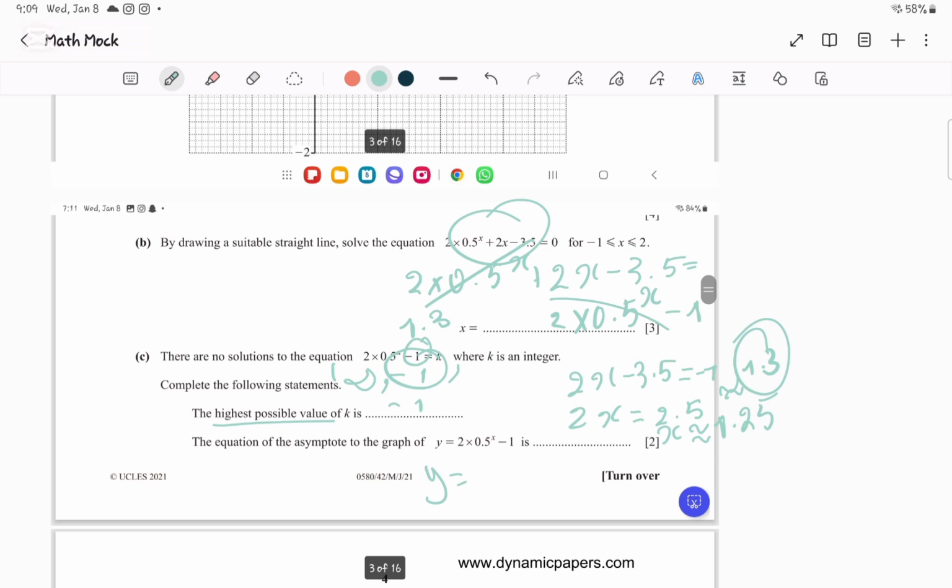So y is equal to 2 times 0.5^x minus 1. To find the value of x, we're going to go back here and substitute it. But anything to the power of infinity, we've never taken something like that. Just so you know, anything to the power of infinity is 0. So 2 times 0.5 to the power of infinity, which is 0, minus 1, which will then give us again minus 1. So the answers are minus 1 and minus 1.